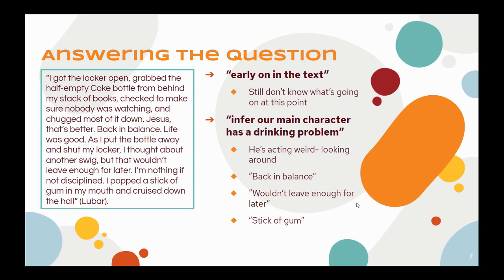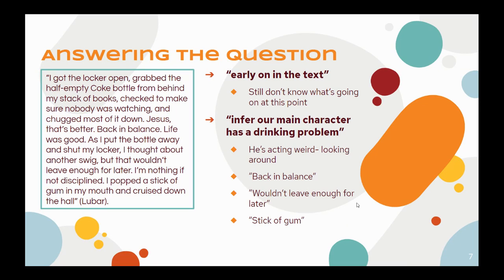First, it asks us early on in the text. So it asks us, before the author reveals to us that Brad does have a drinking problem, where can we infer that he does? Okay? So this quote fulfills that requirement of the question of being early in the text, because at this point we don't know. This quote comes before we find out that what he's actually drinking is vodka. So it fulfills that portion of the question.